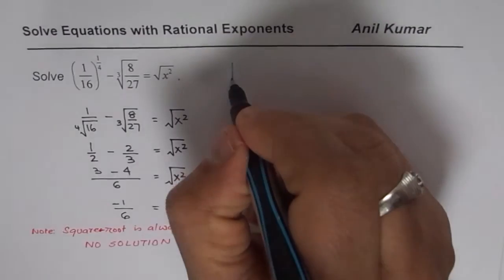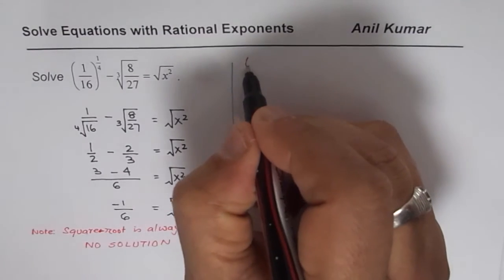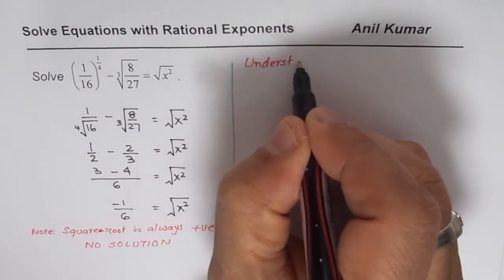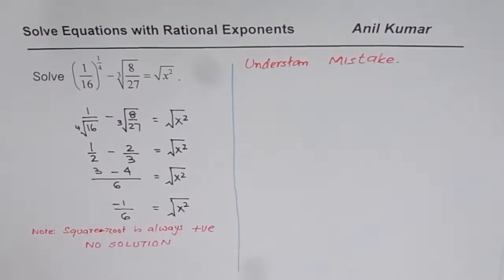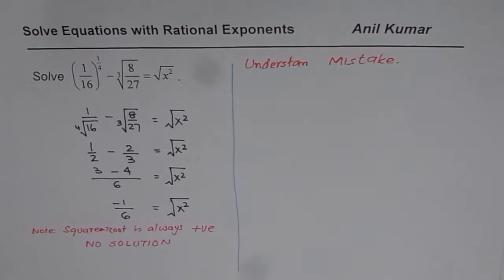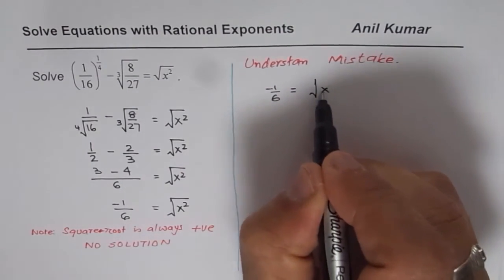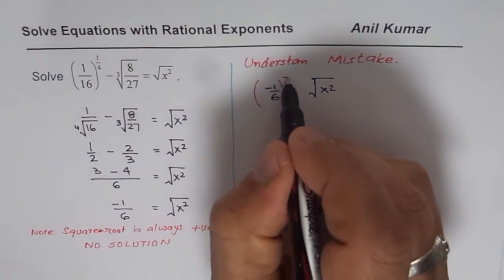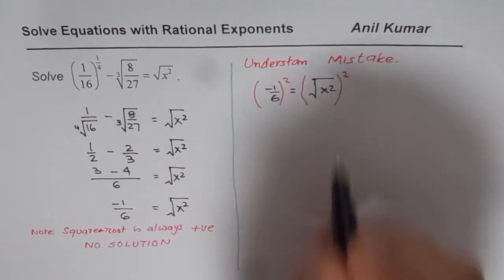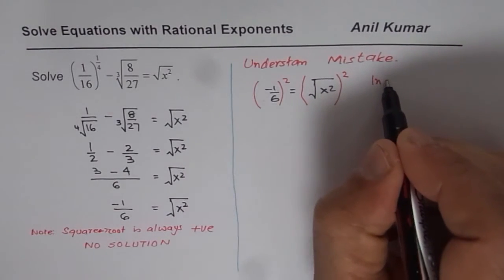Now let me discuss the mistake which I've seen so many times. So let us understand the mistake. It's very important, since I want all of you not to make this mistake. What is being done here most of the time is, when we have minus 1 over 6 equals square root of x squared, some students will square on both sides. Remember, whenever you square on both sides, you actually incorporate error.